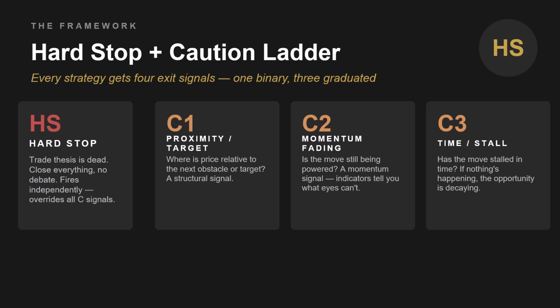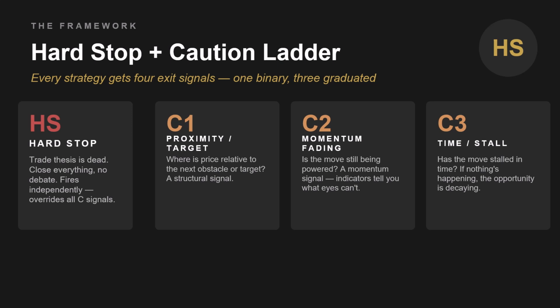Then we look at our potential confluence signals. So proximity target is the distance to the next key level, less than 1 ATR. Momentum is fading. So momentum signals such as the signal line in a fairly tight MACD has now moved above the histogram if you're long, below the histogram if you're short. And then has the move stalled in time? Nothing's happening. Over a number of bars, the opportunity is decaying. The buyers seem to have gone. There may be a bit of repositioning, but maybe just taking that as a note of caution is worthwhile.